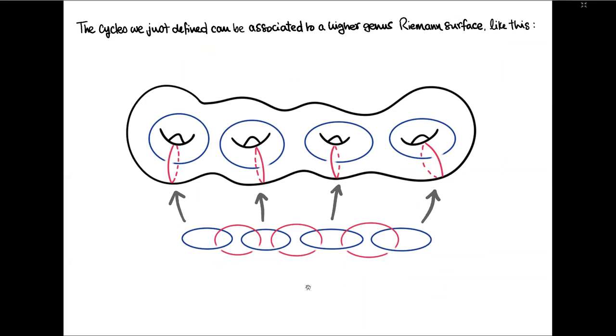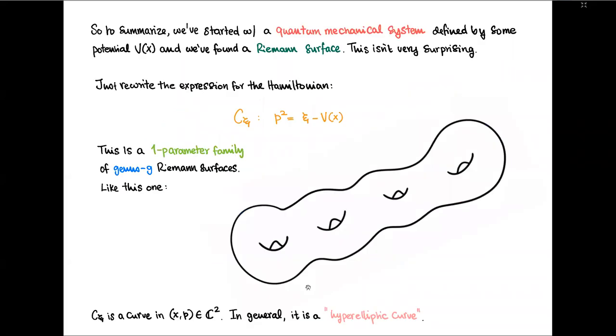And this is of course very generic and should not be at all surprising, because we started off with this quantum mechanical system defined by some potential, and we found a Riemann surface. We can see this just by writing down the expression for the Hamiltonian in a slightly different way. If I look at the XP plane, I have p squared equals xi minus V of x. Xi here is the energy, and V of x is some potential of some degree. And what I see is that for every value of xi, this defines what we would call a hyperelliptic curve.